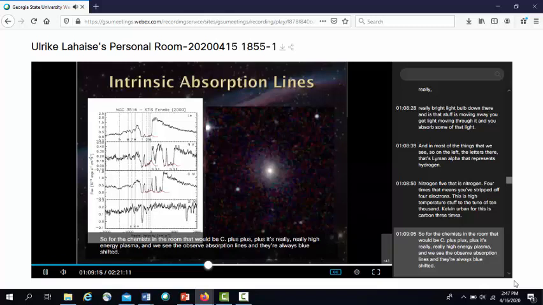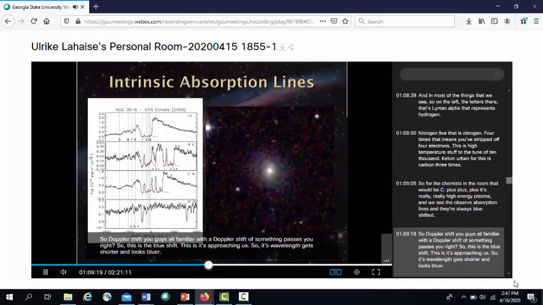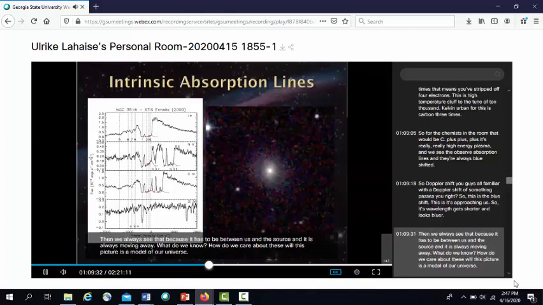And we see the absorption lines, and they're always blue shifted. So Doppler shift, you guys are all familiar with the Doppler shift, the vroom, as something passes you, right? So this is the blue shift. It's approaching us, so its wavelength gets shorter and looks bluer than it would. We always see that because it has to be between us and the source, and it is always moving away.